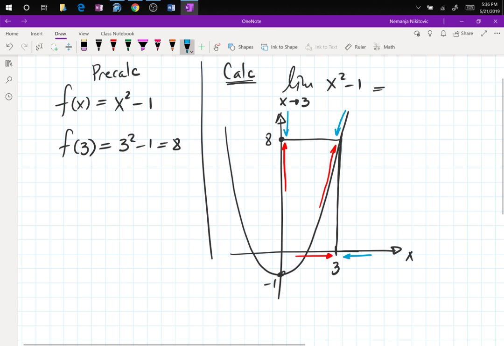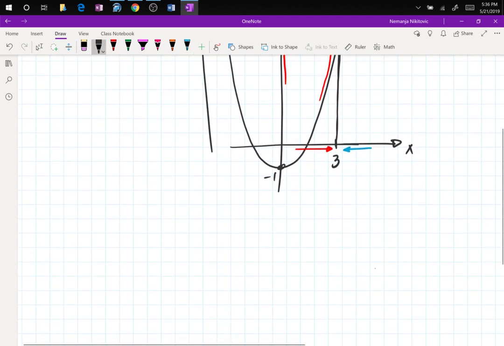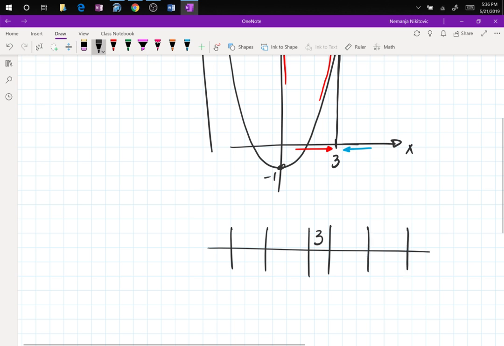Now I actually want to do this calculation. This was the graphical understanding of working out the limit. We can do the same thing using a chart of values. What I'm going to do is approach 3 from left and right.